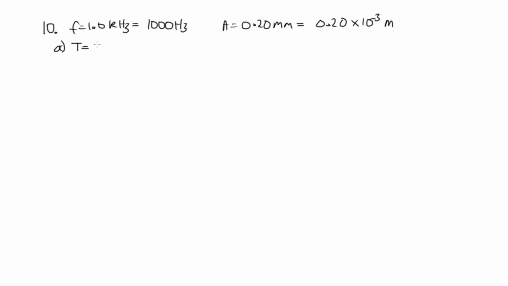So period is the inverse of the frequency. So this is equal to 1 divided by 1,000, which we can write as 10 to the minus 3 seconds is the period, or we could say that this is equal to 1 millisecond if we want. Part B then asks, what is the maximum speed of the diaphragm and at what point does it occur?